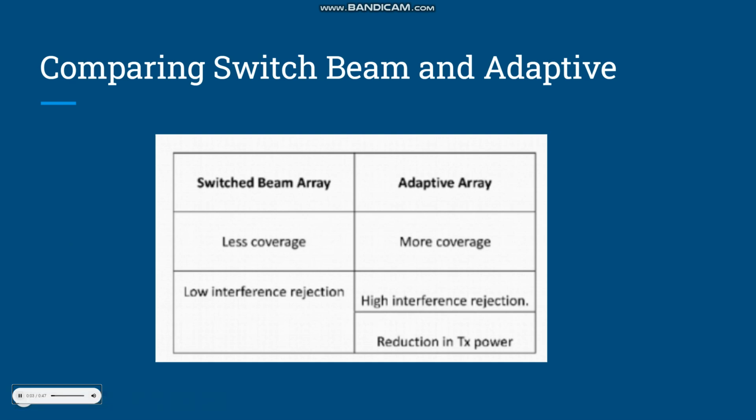This slide shows the comparison between switch beam and adaptive array. Switch beam is easy to implement and has low cost, but has less coverage compared to adaptive array and has low interference rejection, meaning it's difficult to distinguish between the desired signal and an interferer, and it does not react to the movement of interferers. Adaptive array has more coverage, high interference rejection, and reduction in power, but it's more complicated to implement and has a high cost.